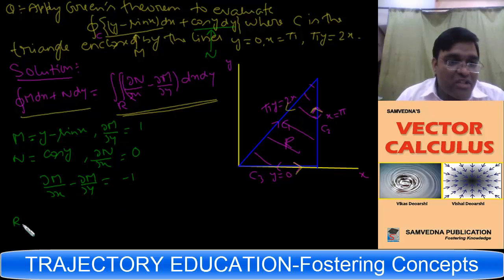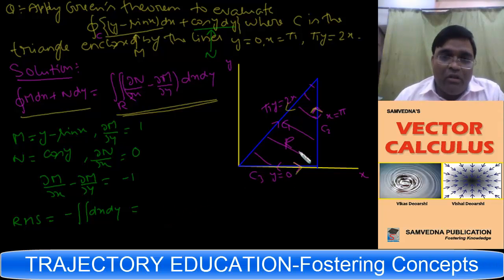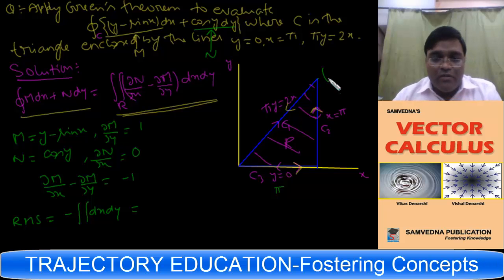So your RHS will be equal to minus the double integral of dx dy, which is nothing but the area of the triangle. So this will be equal to what? The base is pi, and I have to evaluate what this point is.